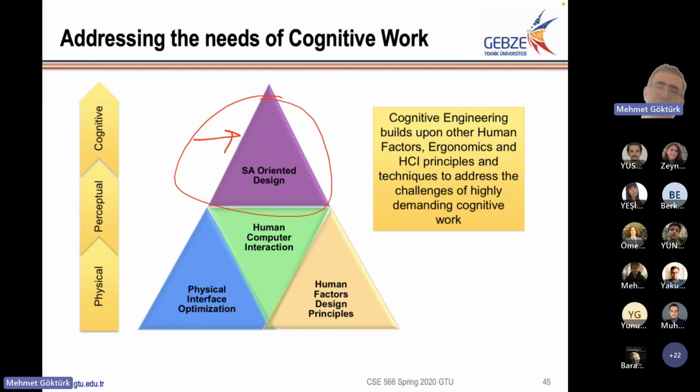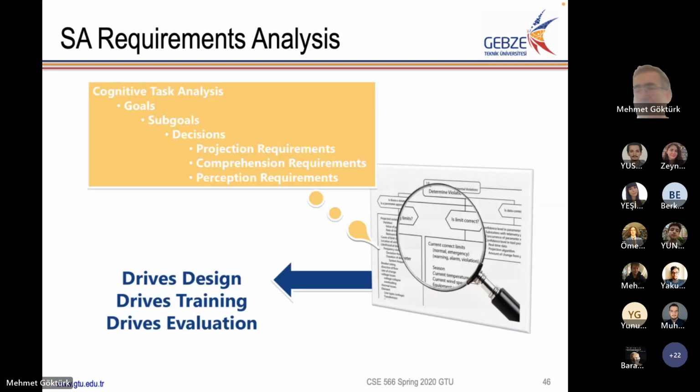It requires a lot of work in the cognitive part. Situational awareness based design drives design itself, and also drives training. So when you are planning a training program, you need to focus on the most important parts that users are having problems with in situational awareness. If the user is not aware of the situation, then you need to focus on that part in the training so that they will improve.